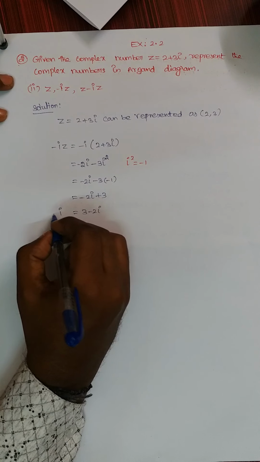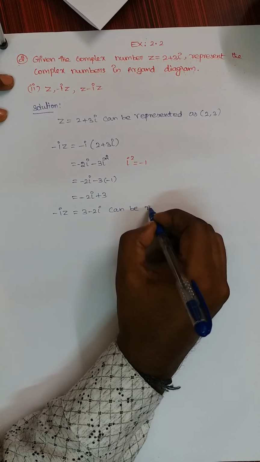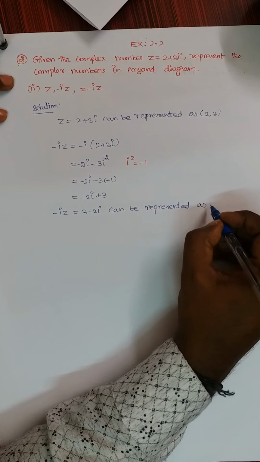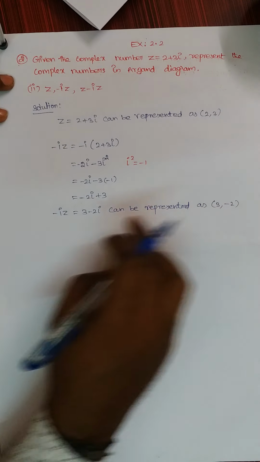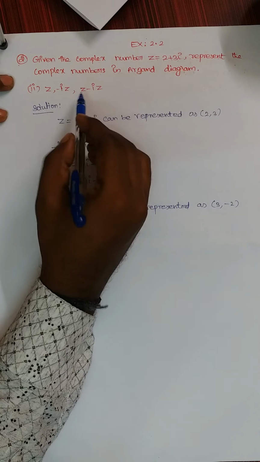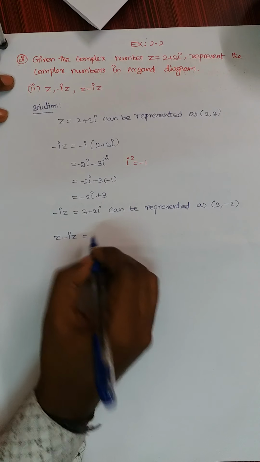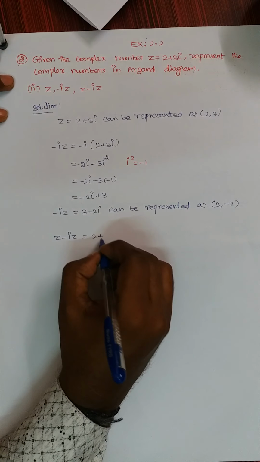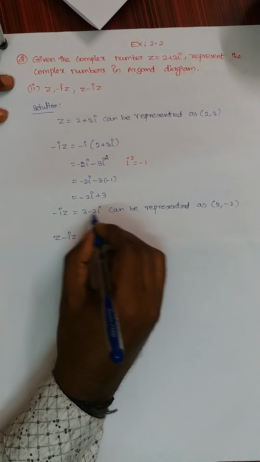That is minus iz. So that can be represented as 3 comma minus 2. This 3 comma minus 2 is nothing but the real part 3 and minus 2 is the imaginary part. The next one is z minus iz. So z minus iz. Already we know the value of z is equal to 2 plus 3i, minus iz value 3 minus 2i.